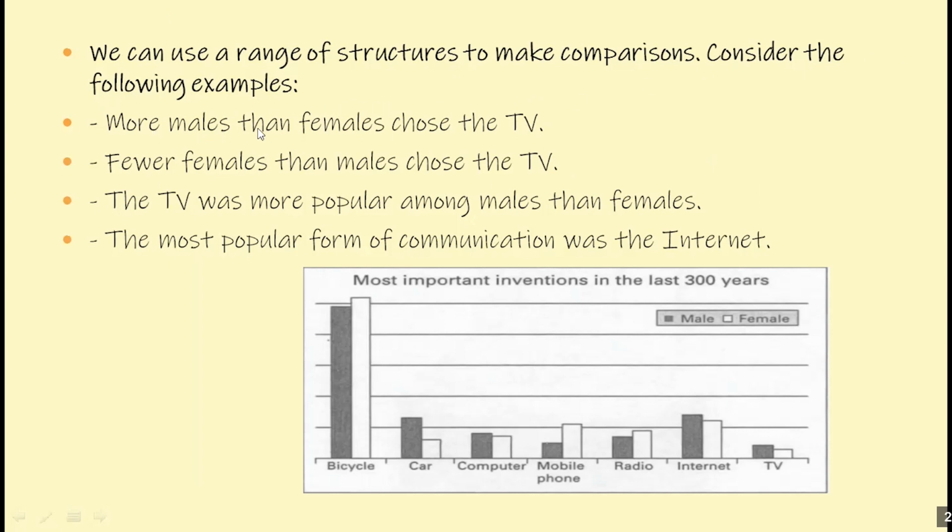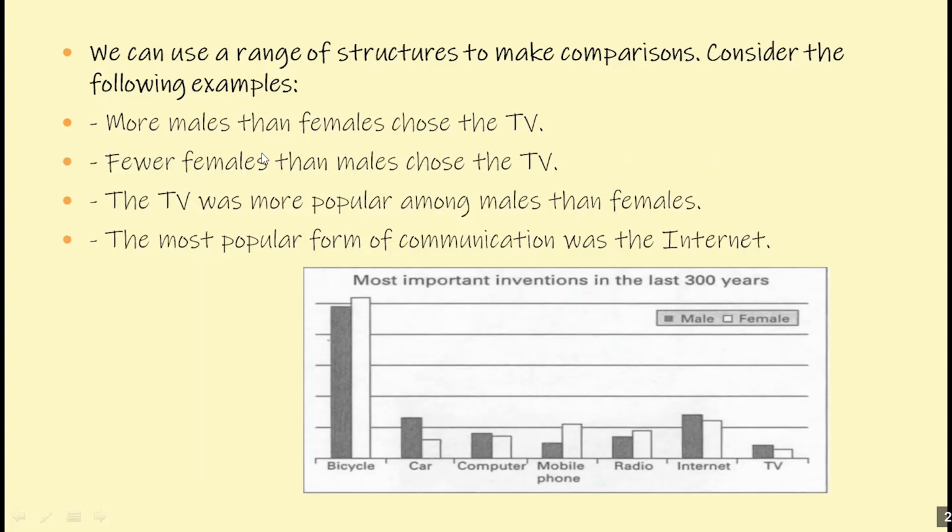We can say more males than females chose the TV. Or fewer females than males chose the TV. These two sentences have the same meaning. And remember to use fewer females, not less females, because the word females is countable. And that's why we use the word fewer.